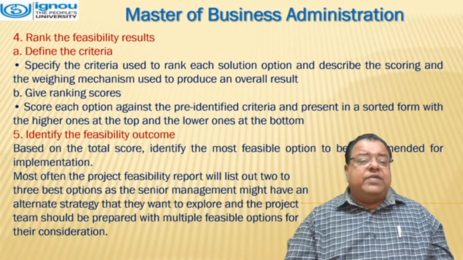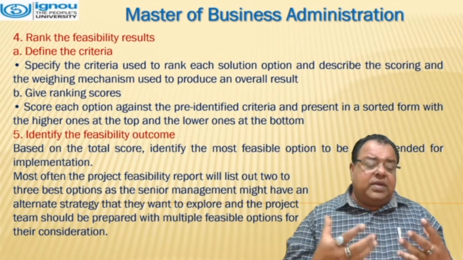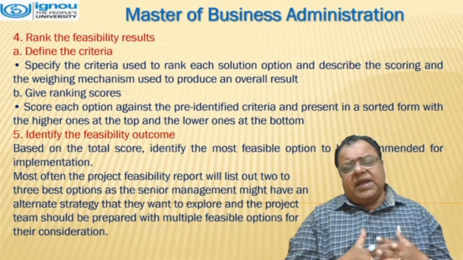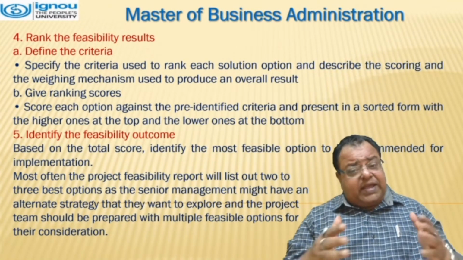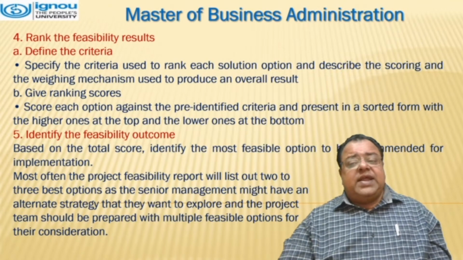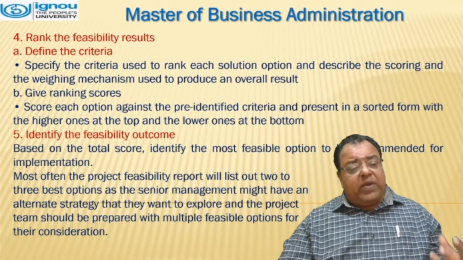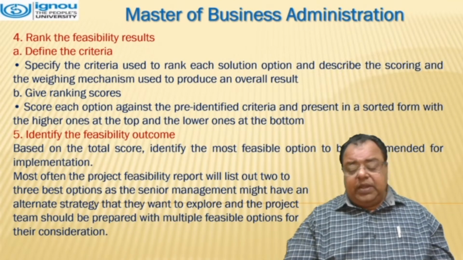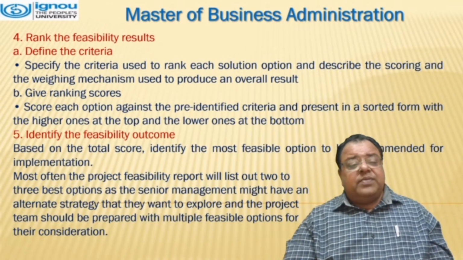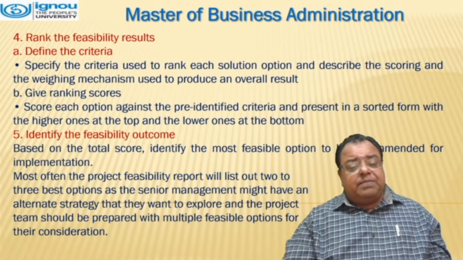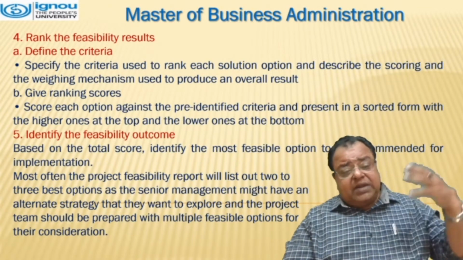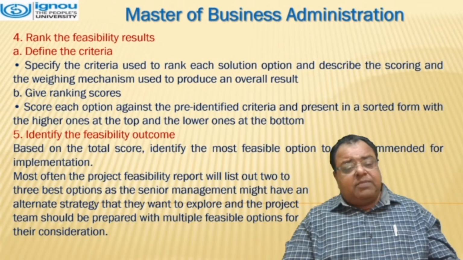Rank the feasibility results. First of all, define the criteria. Specify the criteria used to rank each solution option and describe the scoring and the weighing mechanism used to produce an overall result. Give ranking scores. Score each option against the identified criteria and present in a sorted form with the higher score at the top and the lower ones at the bottom.